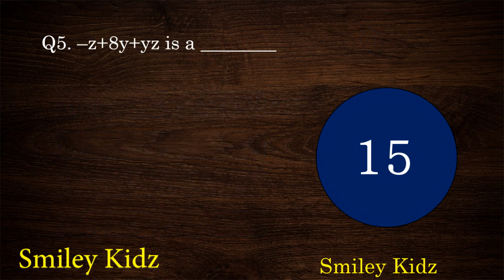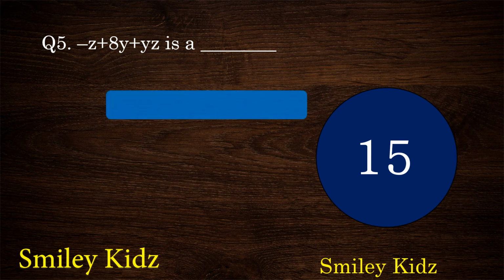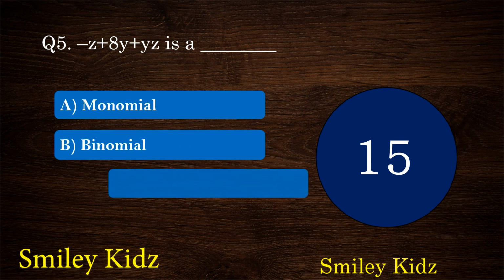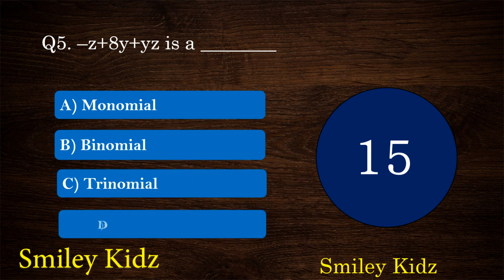Moving to the last question on your screen. Minus z plus 8y plus yz is a dash. So you have to identify what type of expression it is. The options are A. Monomial, B. Binomial, C. Trinomial, or D. None. Your time starts now.